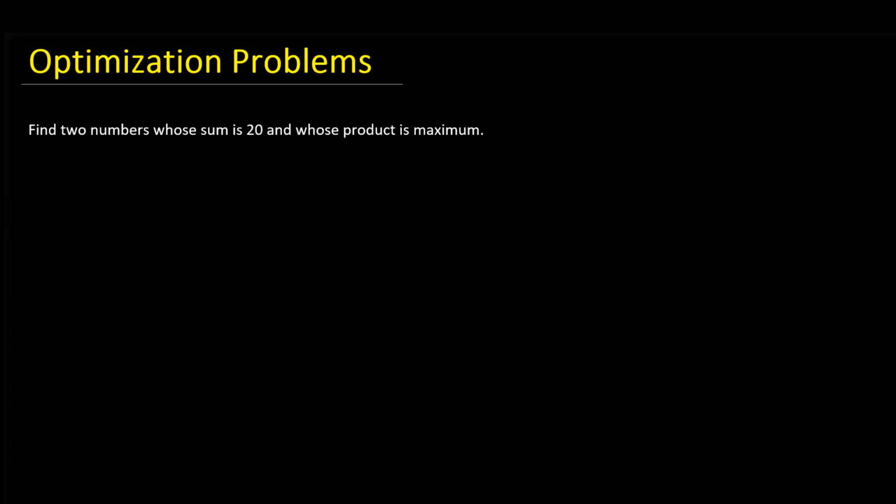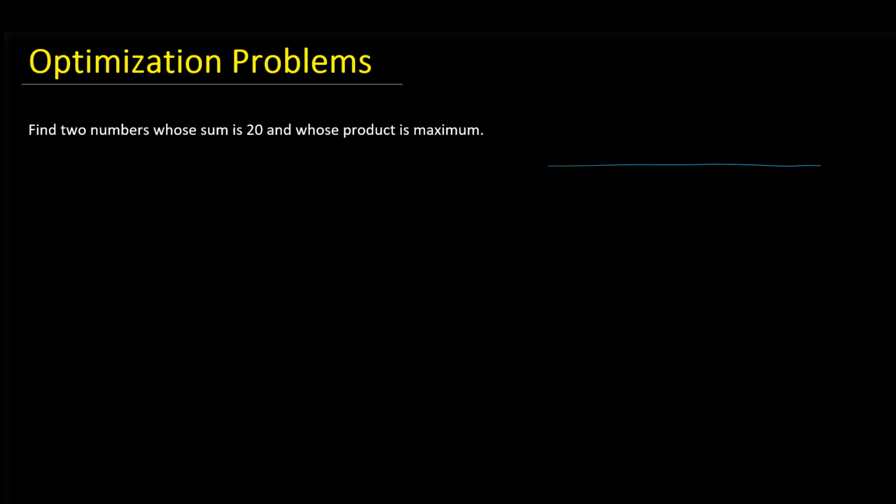In this video, I'm going to show you how we can use calculus methods to solve optimization problems. Let's start with a simple question. Find two numbers whose sum is 20 and whose product is maximum.